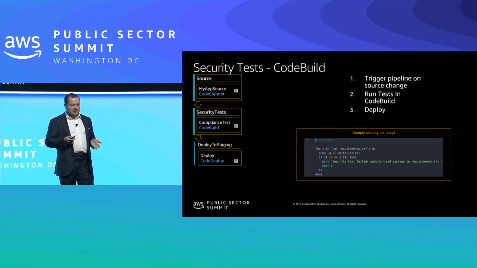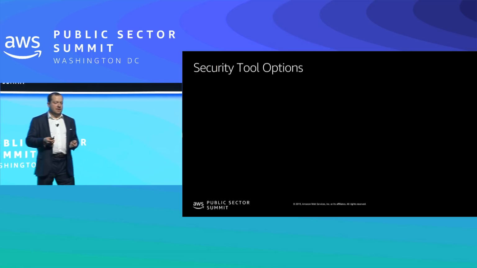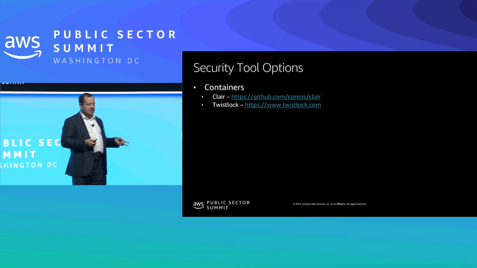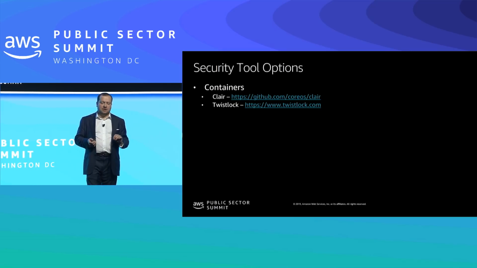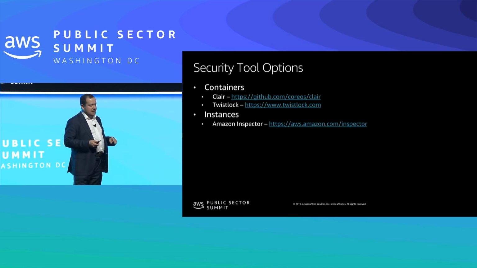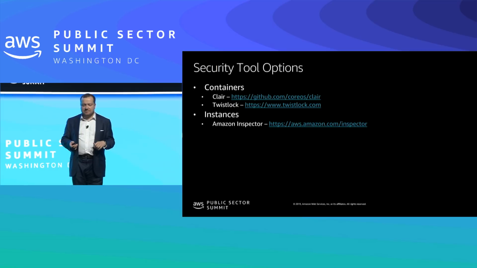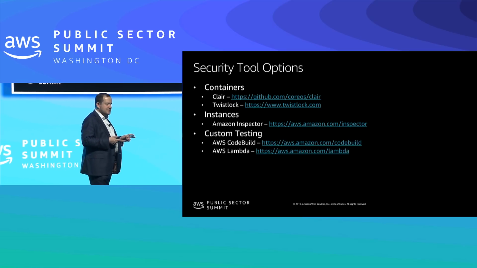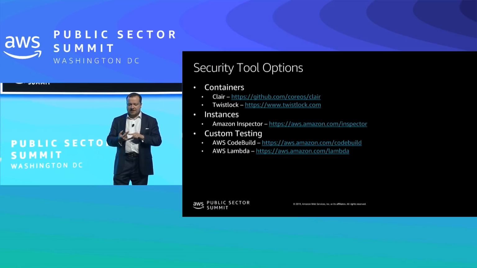So just to summarize some security tool options out there. For containers, these are the ones that I've had experience with. Clair is an open source option. Twistlock is a proprietary option. For scanning instances, Amazon Inspector is really good. For doing any kind of custom testing that doesn't fall under this, again, CodeBuild and Lambda are both great.